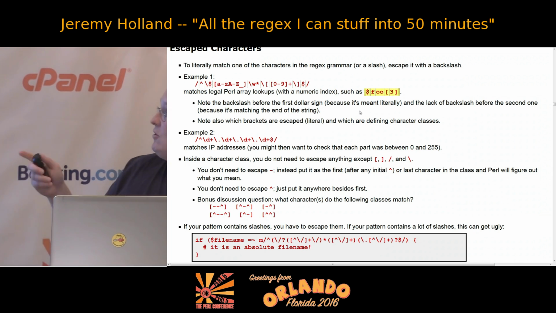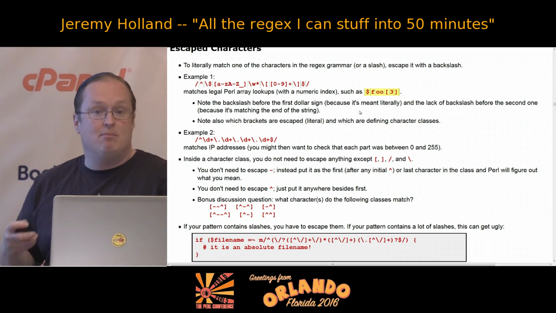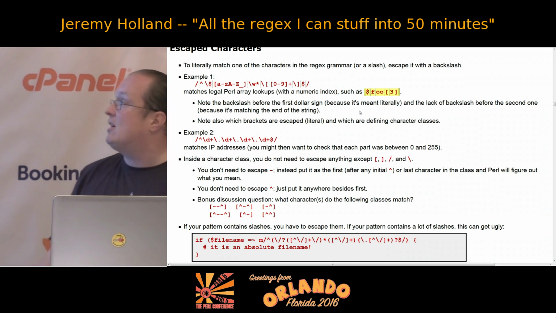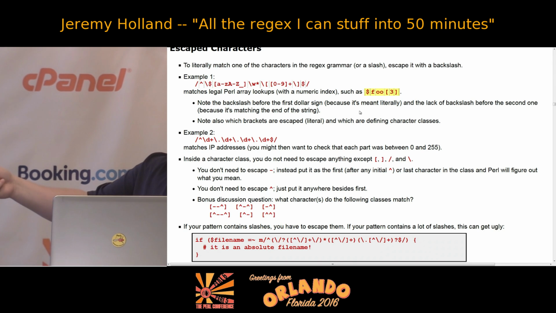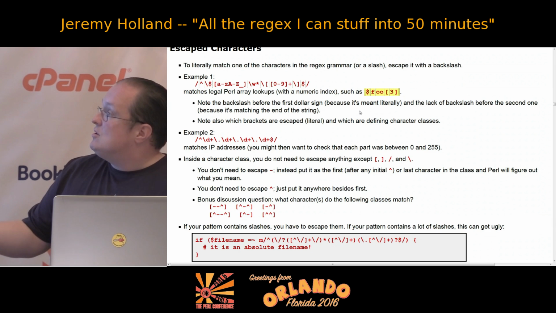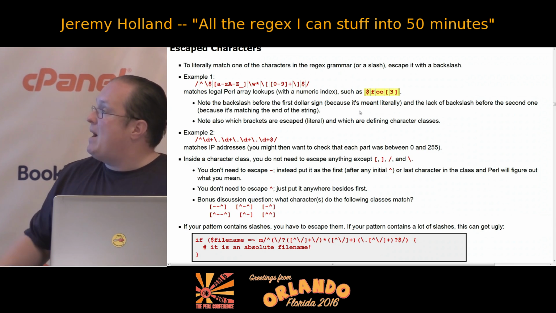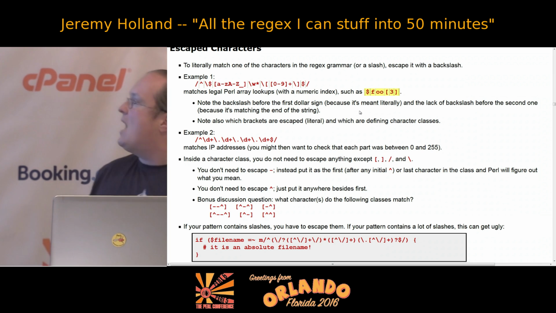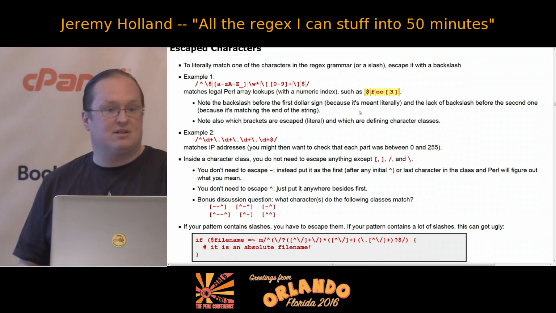Note that the first dollar sign is escaped because we mean it literally, but the one at the end is not escaped because we mean the end of string anchor. Similarly, these brackets are escaped because we mean them literally, but these brackets and these brackets are not escaped because we mean them to create a character class. So similarly, this pattern matches, among other things, IP addresses. You use the backslash to say literal dot in between your clusters of digits.